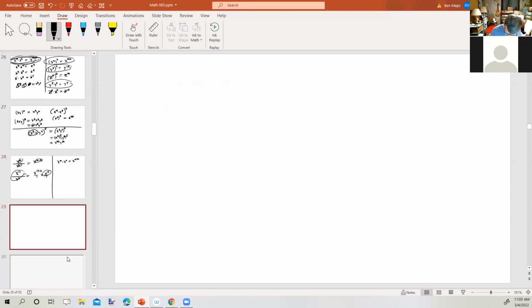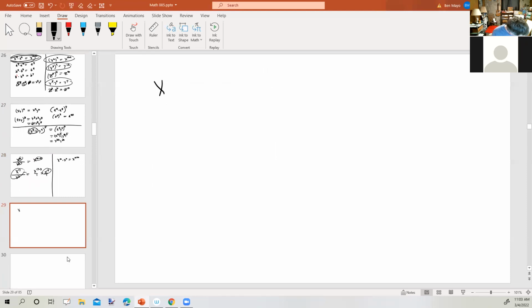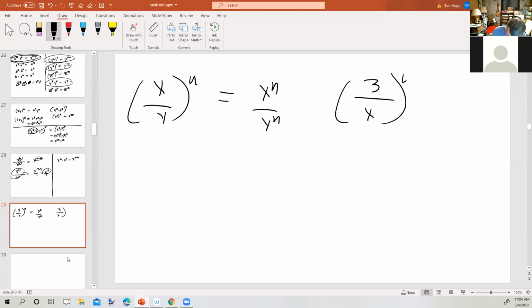Power of a quotient rule. So if I've got a quotient raised to a power, I attach the power to both the numerator and the denominator. So let's say I've got 3 over x to the 4th power. That's 3 to the 4th over x to the 4th, or 81 over x to the 4th.